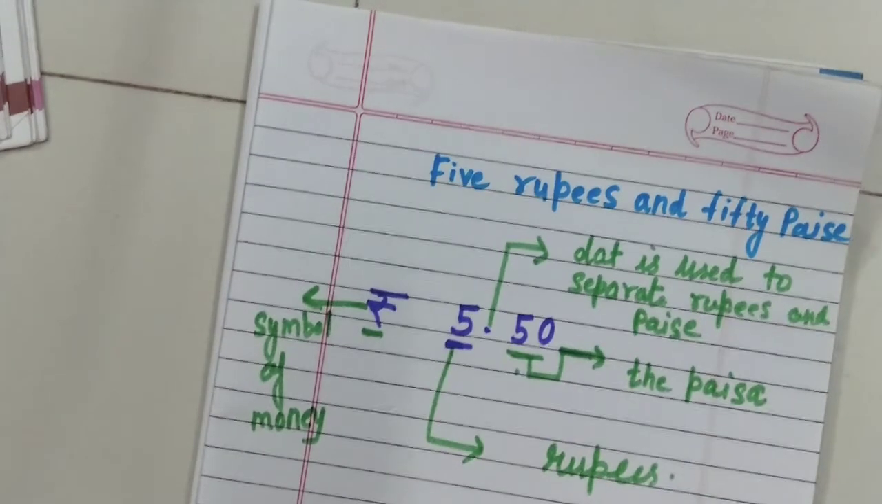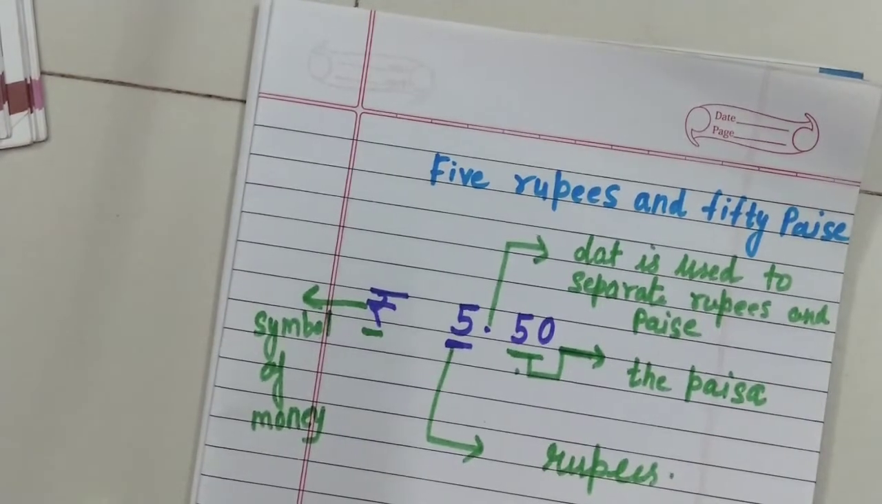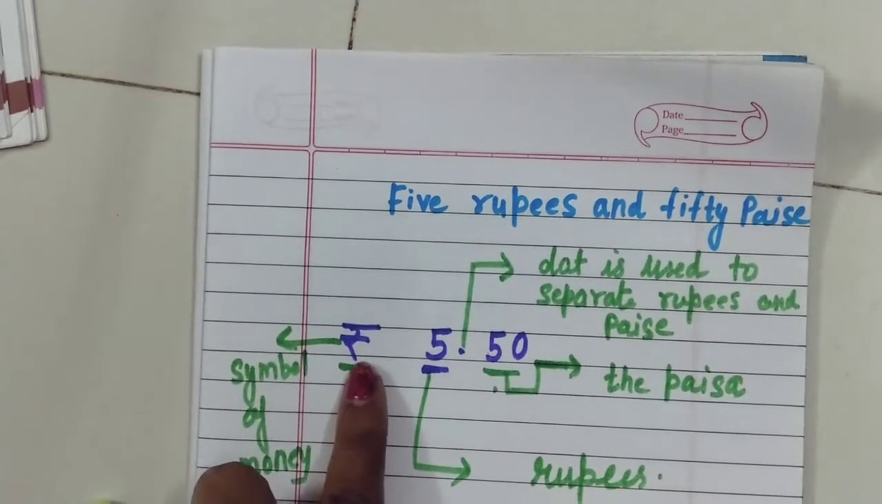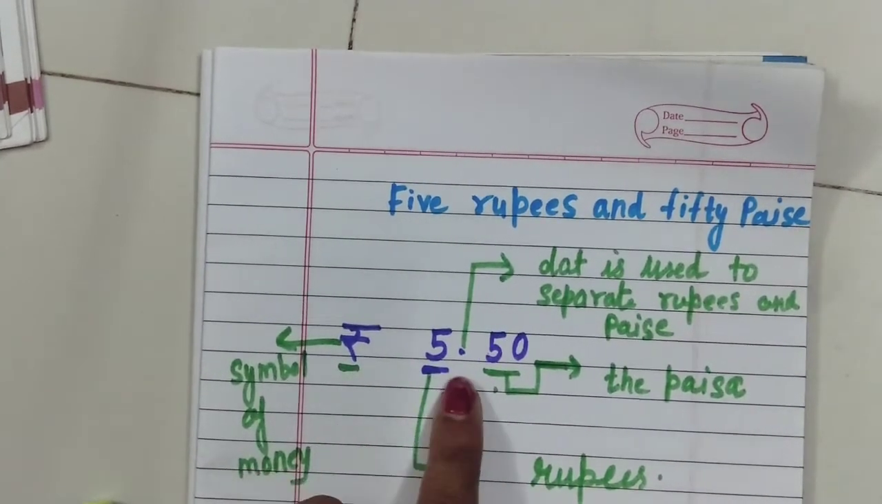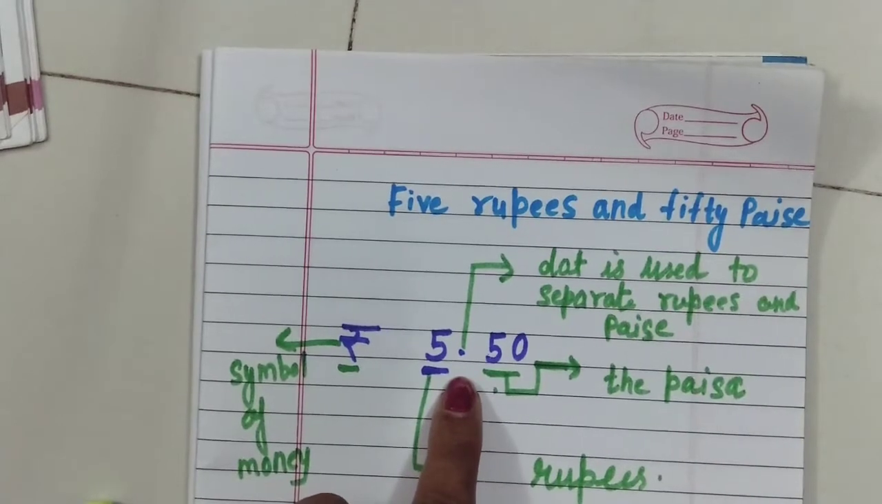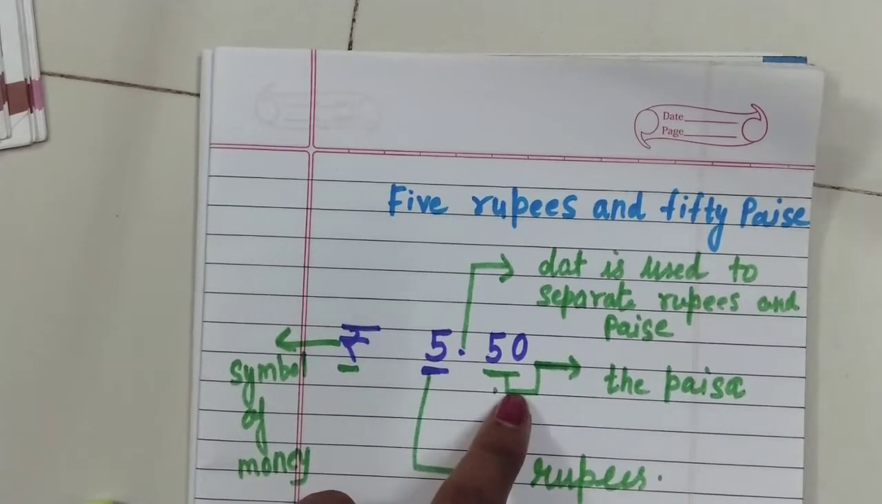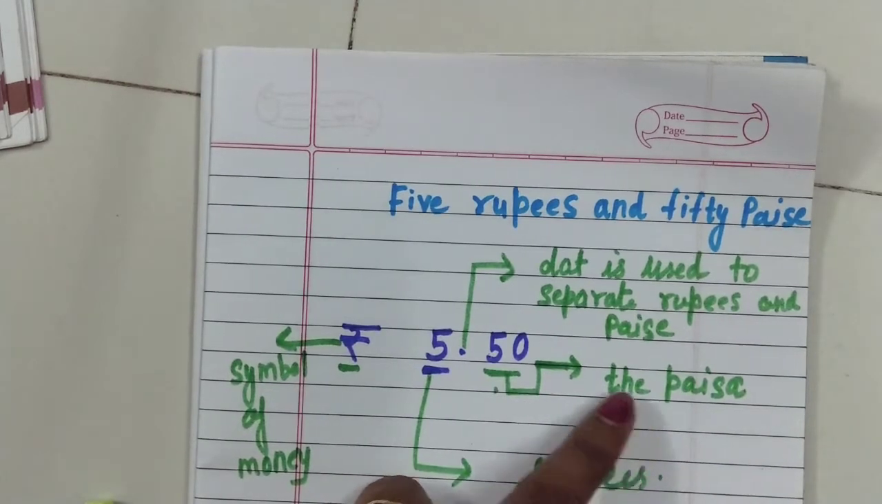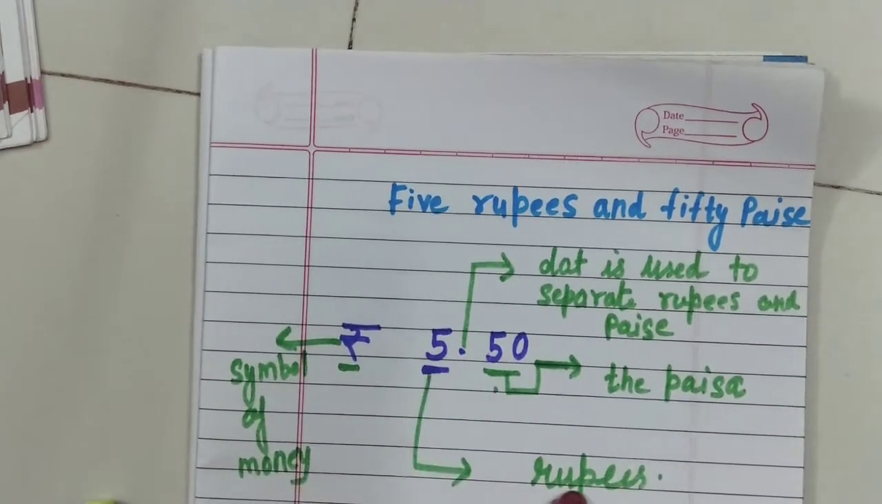Okay children, so you have to remember how we can write the rupees. So we can write it as 5.50. Here this one is the symbol of the rupees. The dot is for separation of rupees and paisa. On the right side of the dot we write the paisa, and on the left side of the dot we write the rupees. Okay, so now children, everyone open page number 143 and come to exercise 5A.